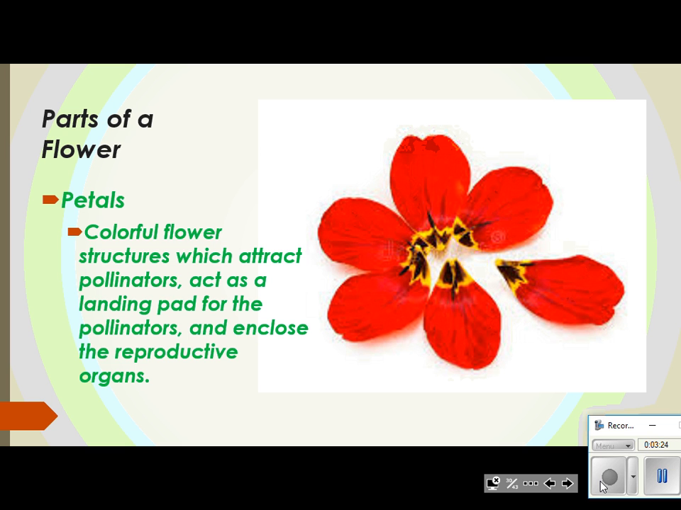What's a pollinator? Like a bee. It could be a bee. That bee sees the pretty color of the pollen, or maybe it wants to come in and eat a little bit of the nectar of the flower. So that pollinator lands onto these landing strips we call petals, and then it can help to pollinate different flowers. So the petals are the colorful flower structures that attract the pollinators.